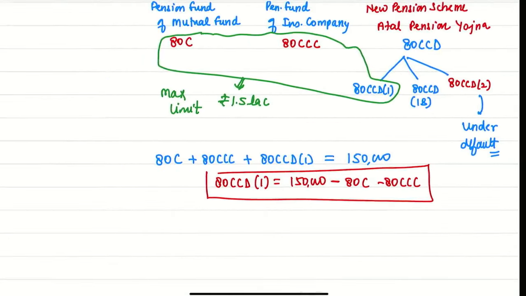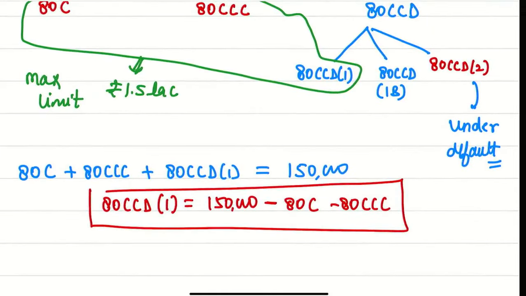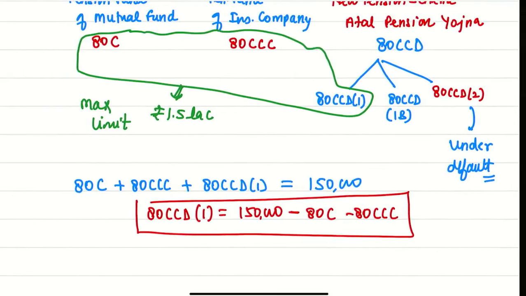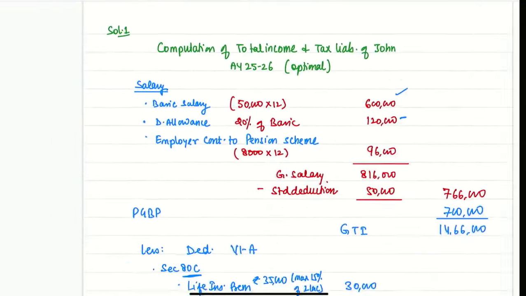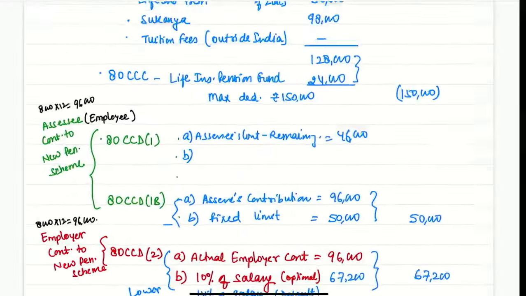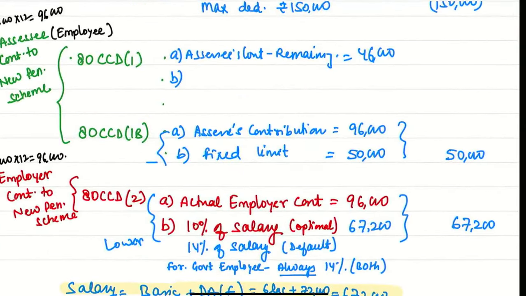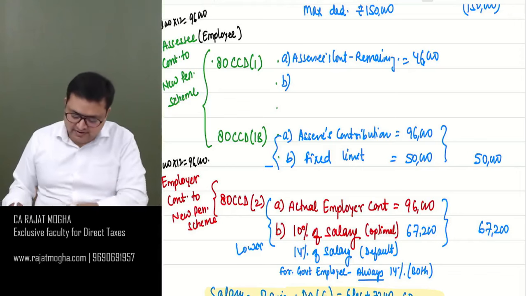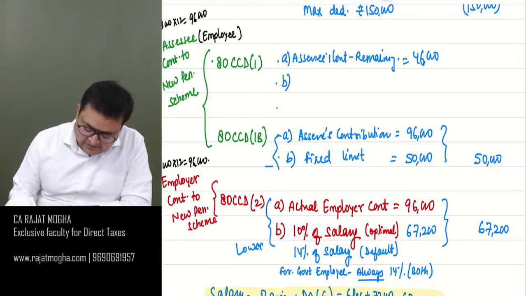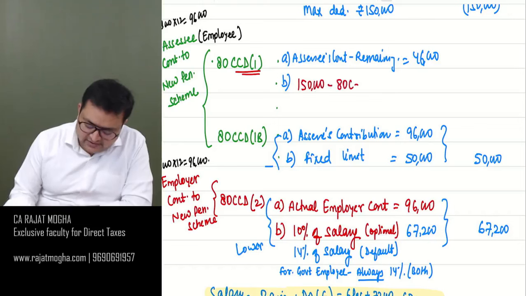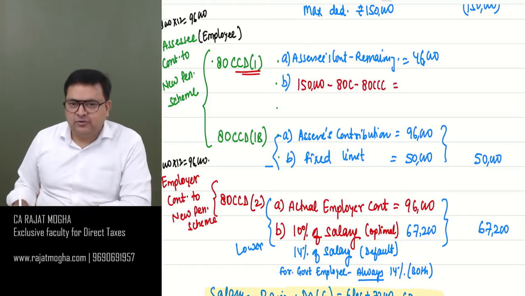So what I can do is, with this equation, have you written this, guys? With this equation, I know that my now B point is 80, because I'm doing 80CCD1, which should not be more than 150, excluding 80C and 80CCC. Are you all okay with this?